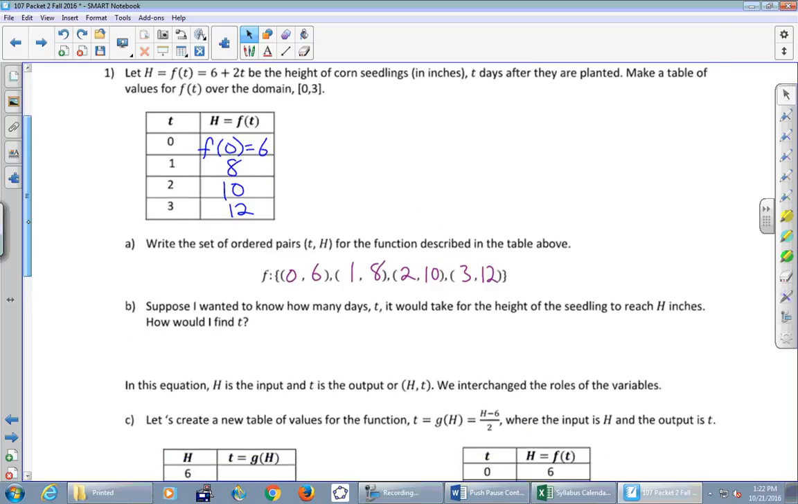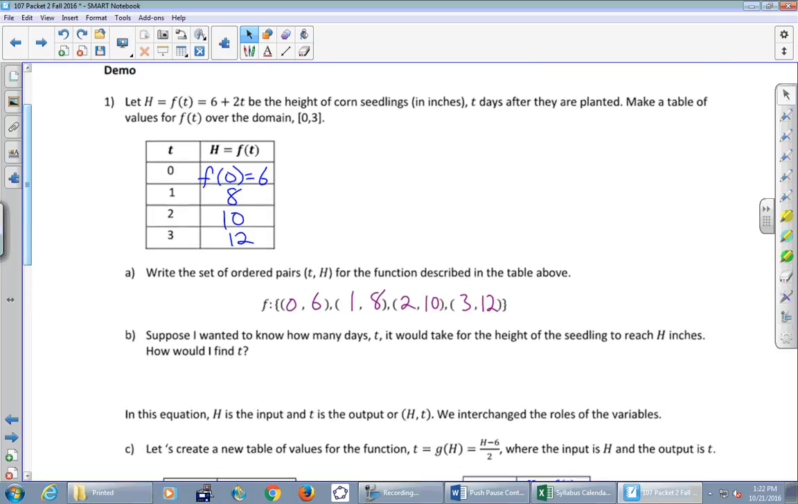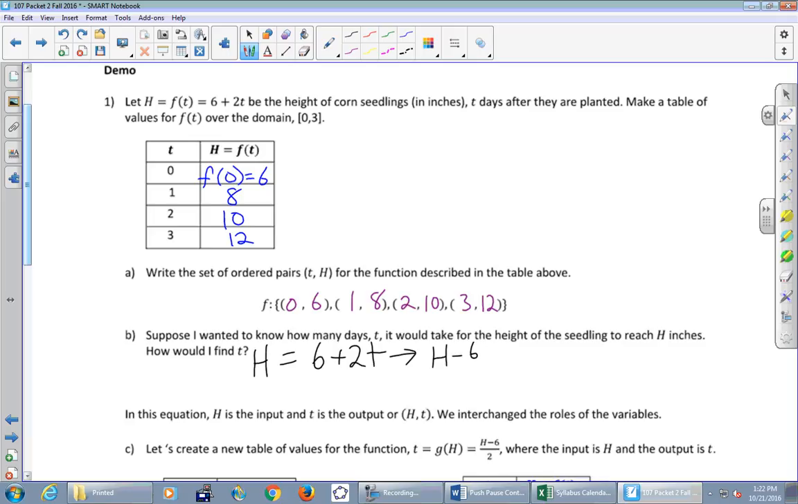So what we're going to do, instead of having a formula, which I'll recopy here, instead of the formula h equals 6 plus 2t, what letter would I really like by itself? I'd really like the t by itself. I really wanted to say t equals. So let's solve this equation for t. What needs to move first, the 6 or the 2? 6. Subtract 6 from both sides. And then divide both sides by 2.